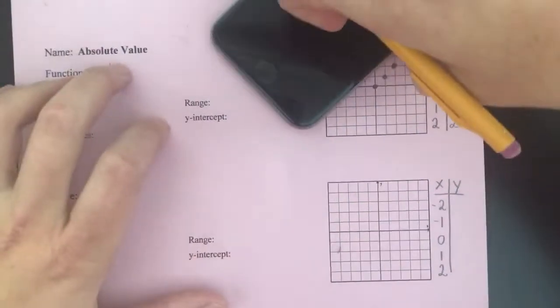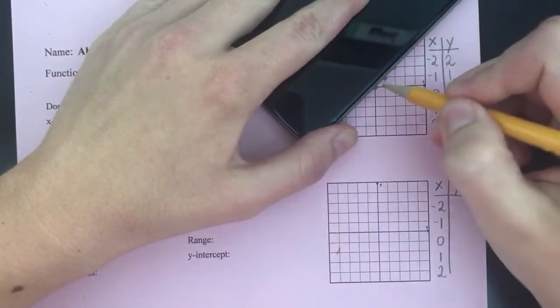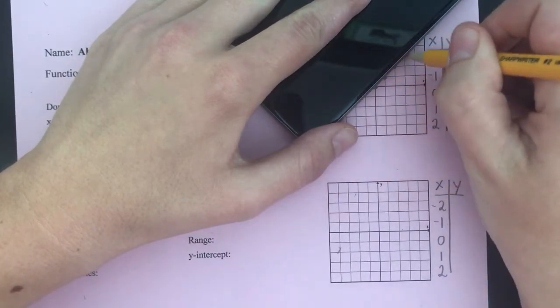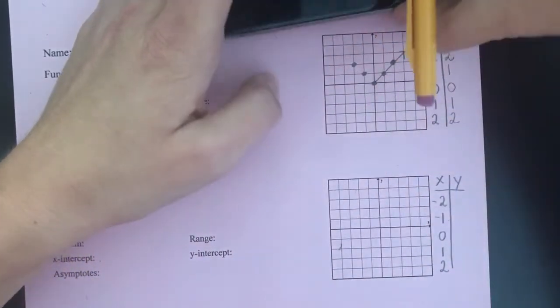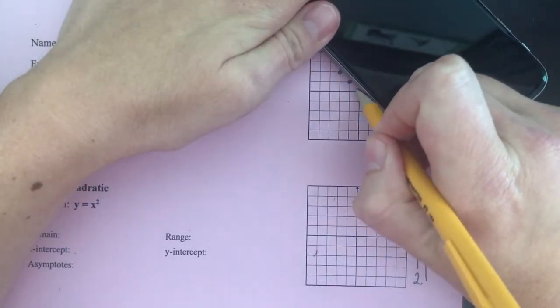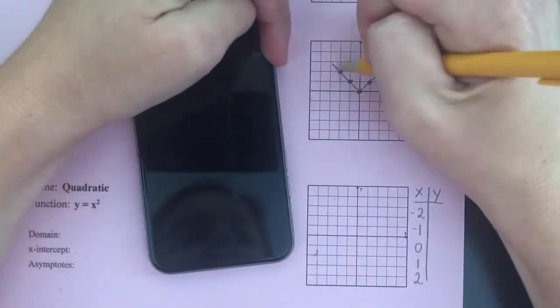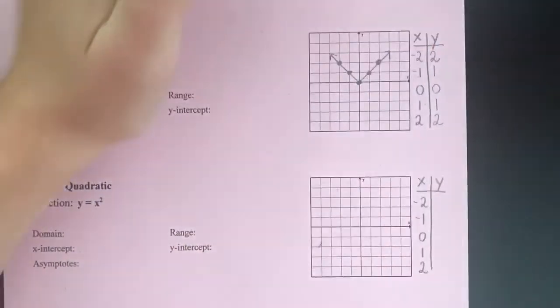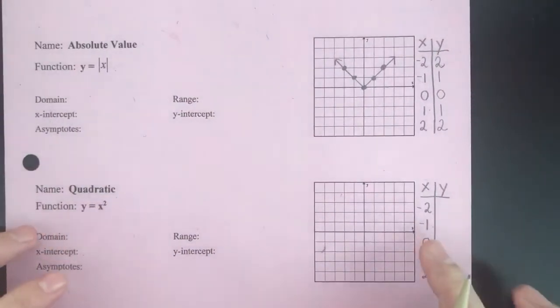So, using my straight edge again, what this absolute value parent function looks like is... you're screaming it at home, aren't you? A V. The absolute value parent function looks like a V. Okay, so remember that.